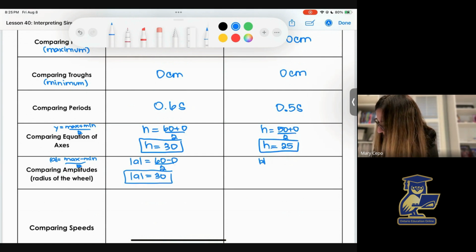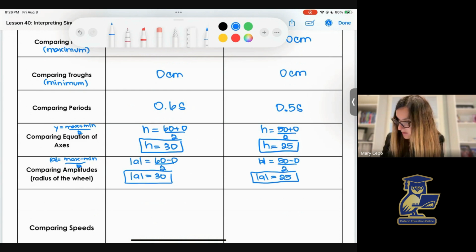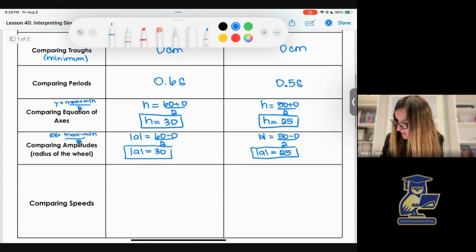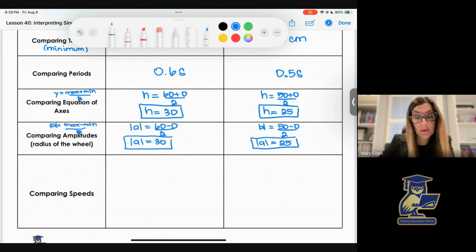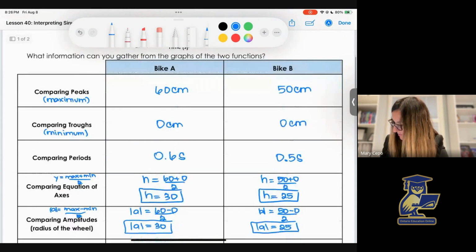Likewise, max minus min, divided by 2. The amplitude is equal to 25. And again, if we put units, that would be centimeters. That goes to show, from the center to the edge, that would be the radius of our wheel, and that's what the amplitude represents. Looking at our graphs, if you look at the equation of the axis, 30 to 60 would be 30 for sure, and 25 to the peak of 50 would be 25.